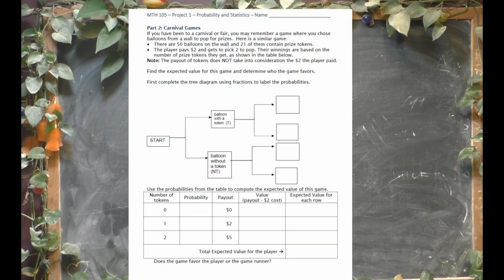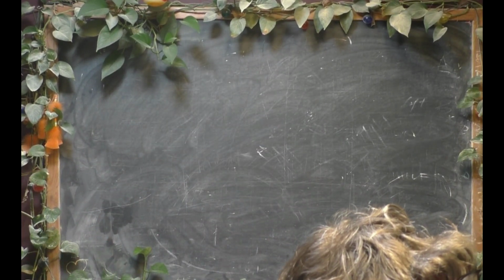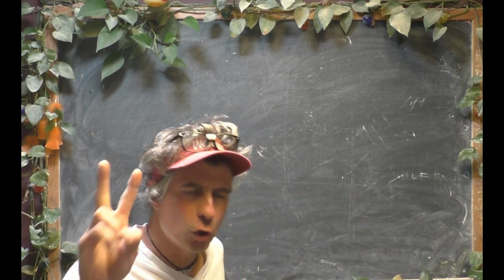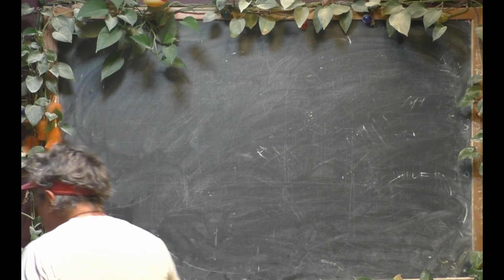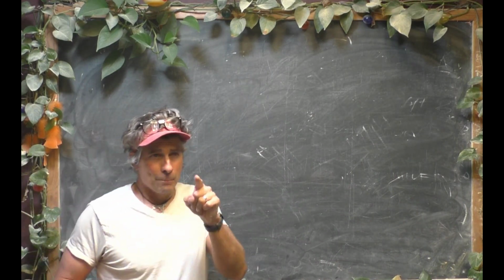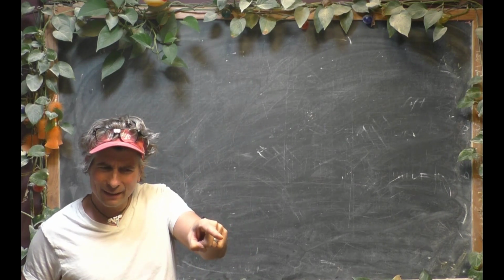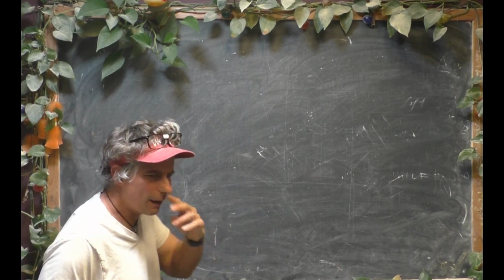Okay, here it is. And I think I understand the situation. There's 50 balloons. You pay $2 and you get to pick 2 balloons. Okay, so we're going to have... I know you're in 105, and I know you've done tree diagrams for a while now. We're going to do that, but not, I guess, kind of the way that one's set up right there.